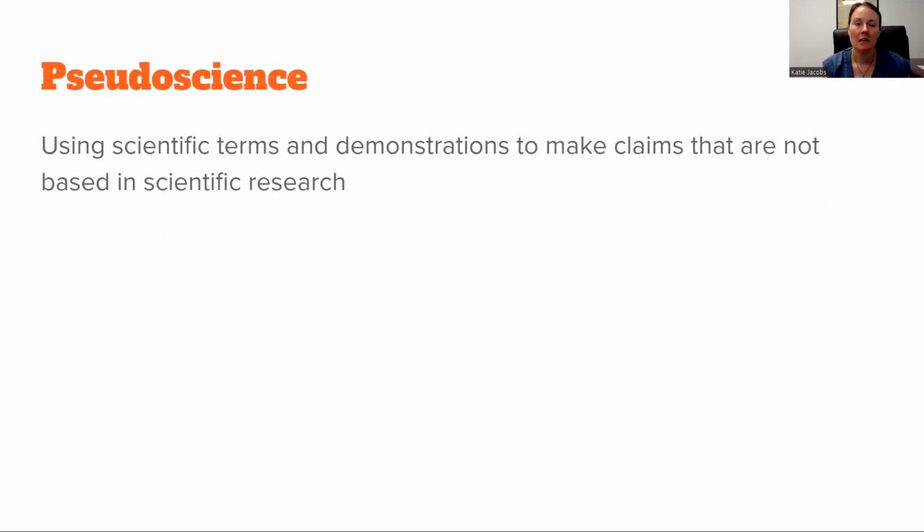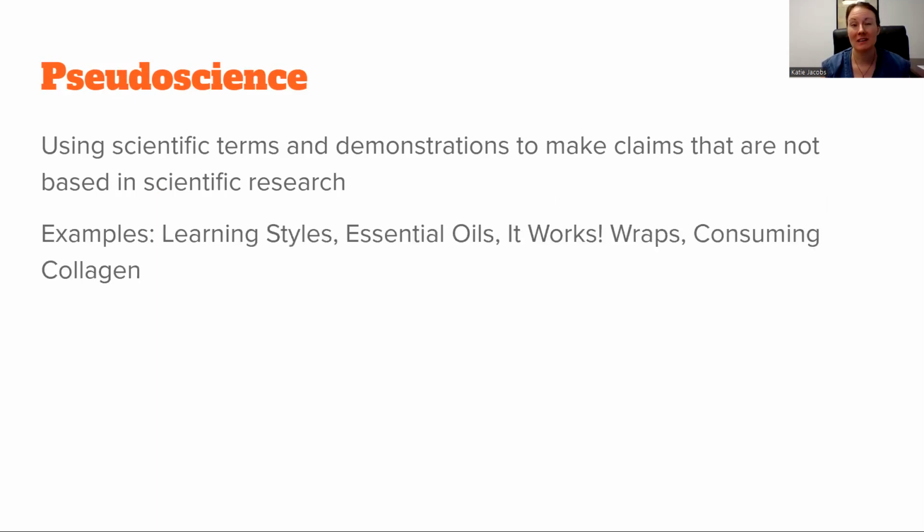So pseudoscience then is when people use scientific terms and demonstrations to make claims that are actually not based in science. These are fuzzy things. A lot of times they gain a lot of popularity because they sound good, but they're not actually based in any science. So for example, learning styles, pseudoscience, learning styles are not real whatsoever. There's so much research on this. If you had Lifespan with me, you know this because you saw the TED Talk. Essential oils, it works wraps, drinking collagen, and your shakes that you get from nutrition places. These are things that actually don't work.